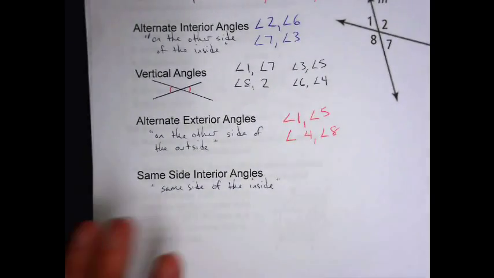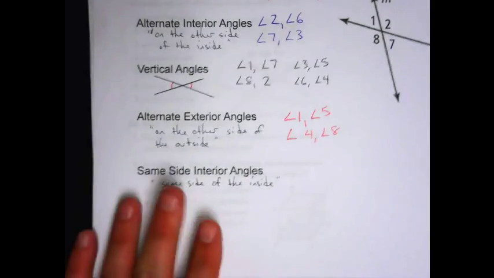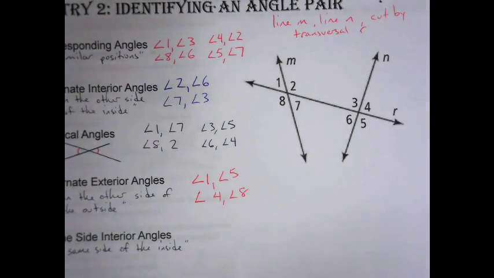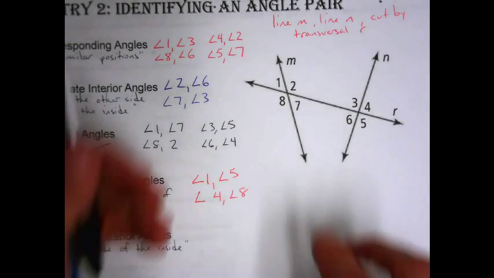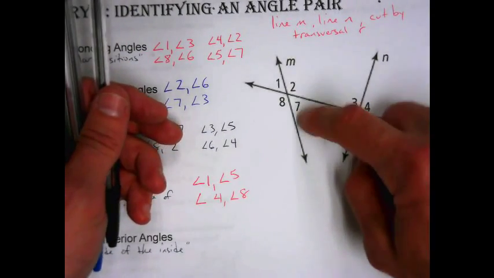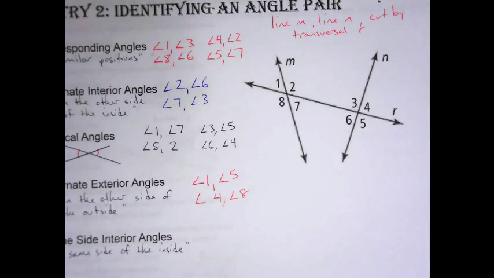So it's kind of cool. Same side interior angle. Interior, inside. So we look at our diagram again, we only have 4 interior angles, right? These are the interior angles. Interior is inside. So same side of the inside, right?